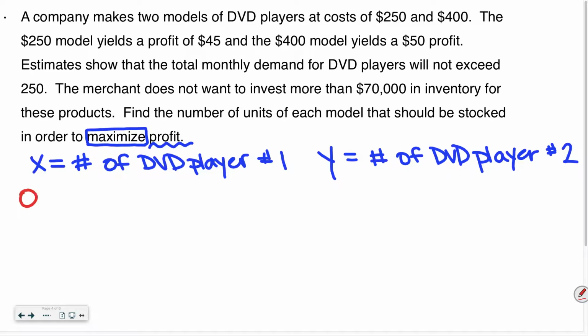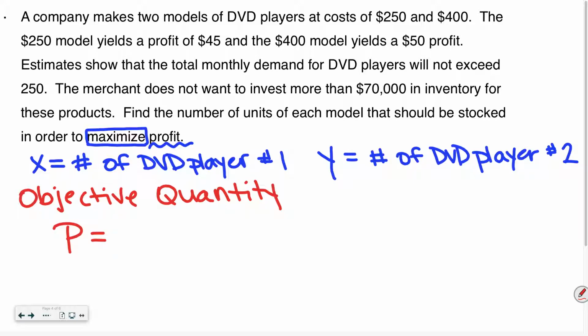So when we go to our objective quantity, we are trying to write an equation of whatever we're trying to optimize. So since we're trying to maximize profit, we want our objective quantity to be about profit. So I'm going to make it P for profit. If you want to use Z to be consistent with before, that's fine too. But it's going to be a different variable because we're talking about a third element here. Now, it's not like 3 dimensions. It's just I want to maximize profit.